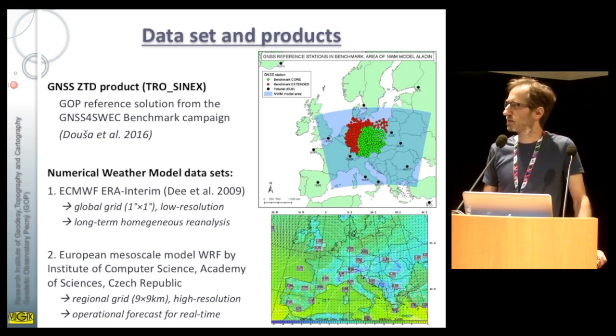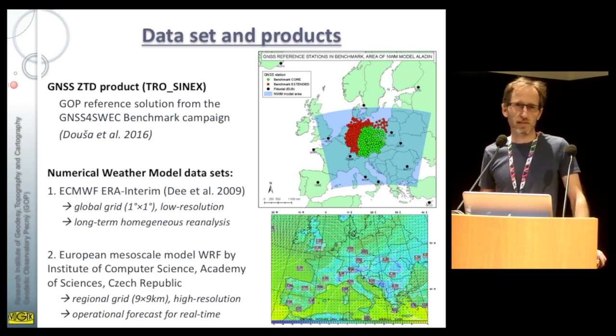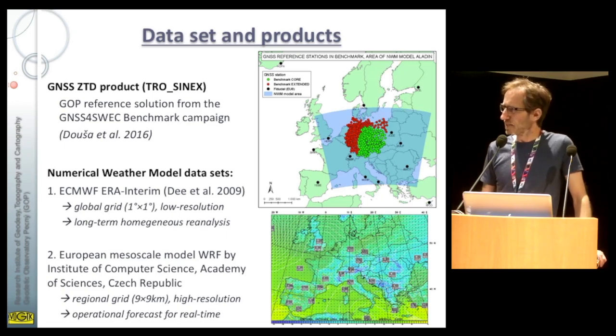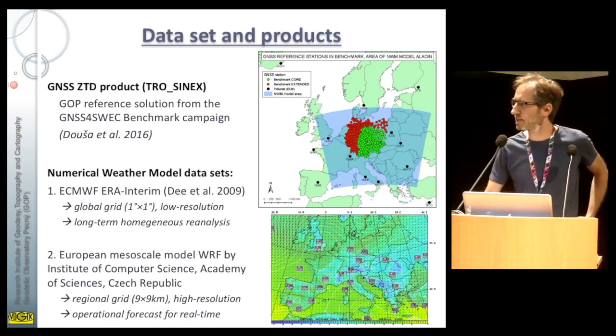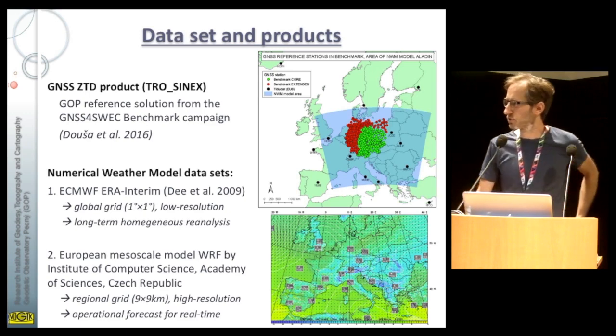One is ERA-Interim, a low resolution one, just for testing purposes, because we have a different time scale even to use them. And then we have a real weather forecast from the WRF, operated by the Institute of Computer Science of our colleagues in the Czech Republic. And this has a regional grid of 9 by 9 kilometers, so in high resolution.